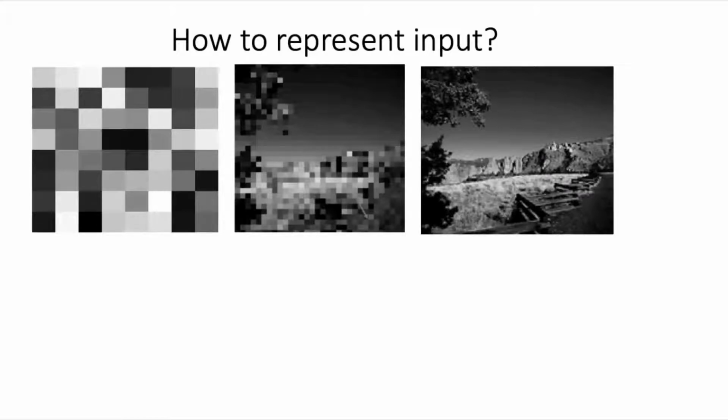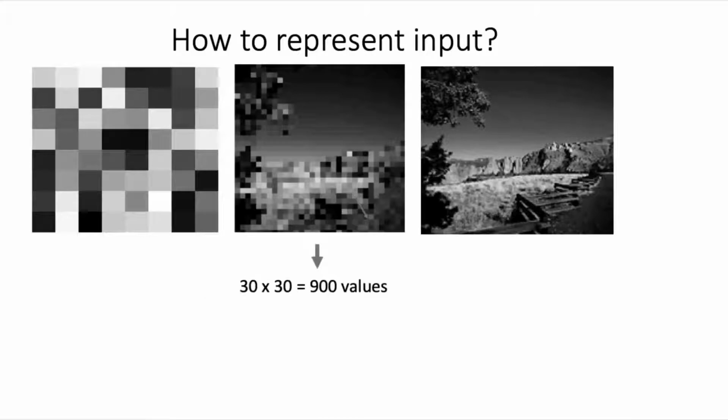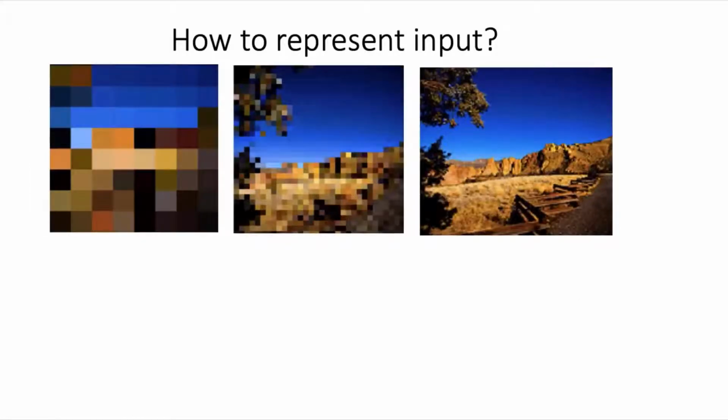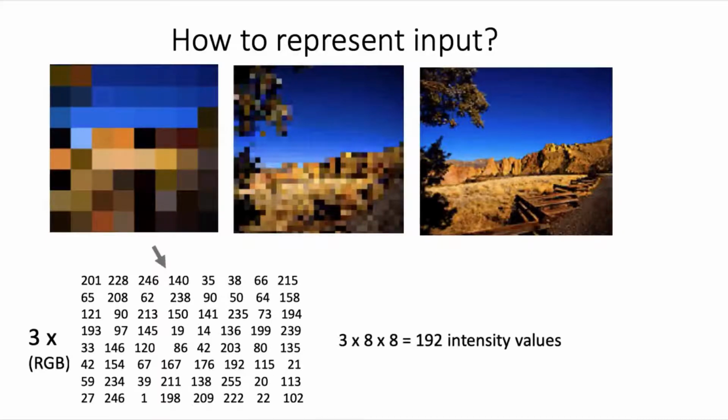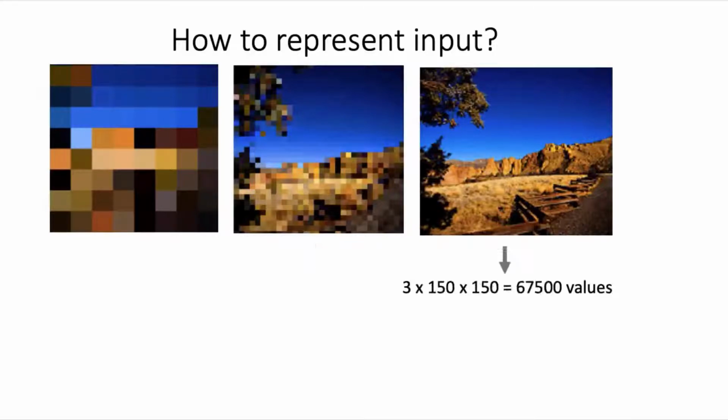If it's an 8x8 image, like the square on the left, then we'd represent a single piece of data as 64 numbers, where each number corresponded to the intensity value for a pixel. For a 30x30 image, we'd have 900 values, and then for a 150x150 image, we'd have 22,500 values. You can see that the number of values will grow very quickly. Now, if we had color images, we need to represent for each pixel the red, green, and blue intensity values, so we'd have 3 times the number of values that we needed for the black and white images.